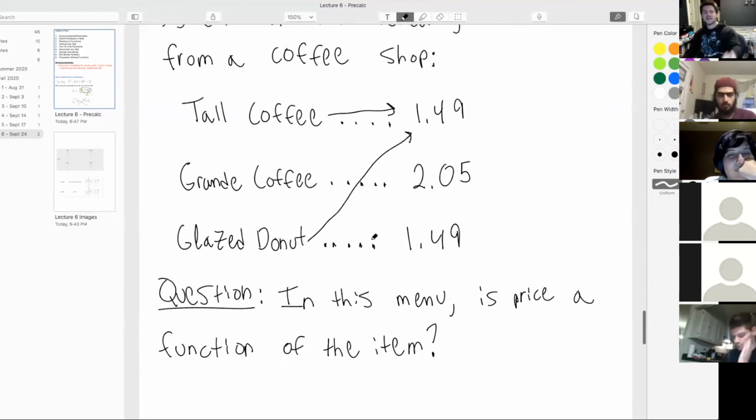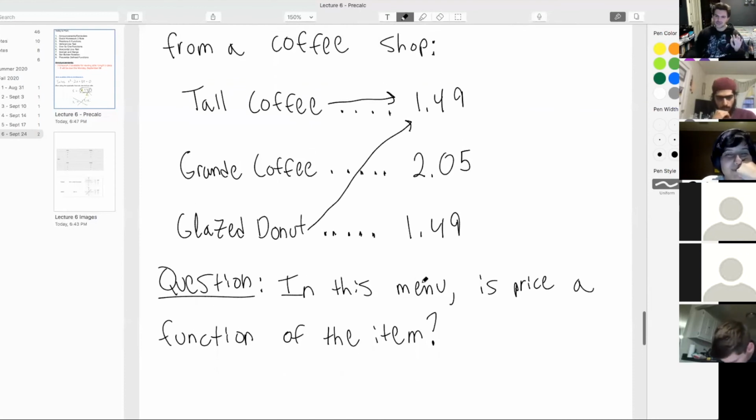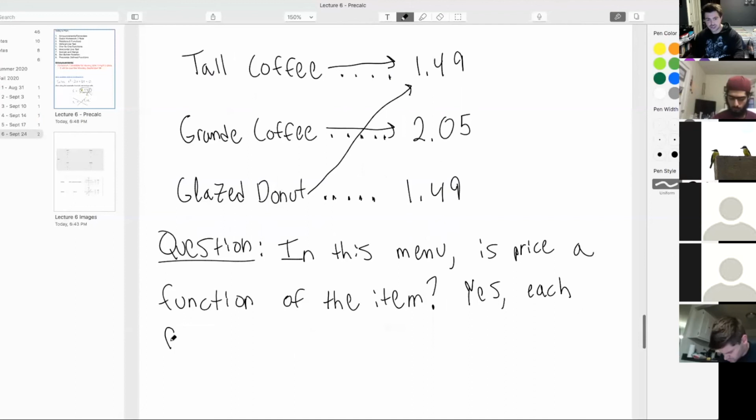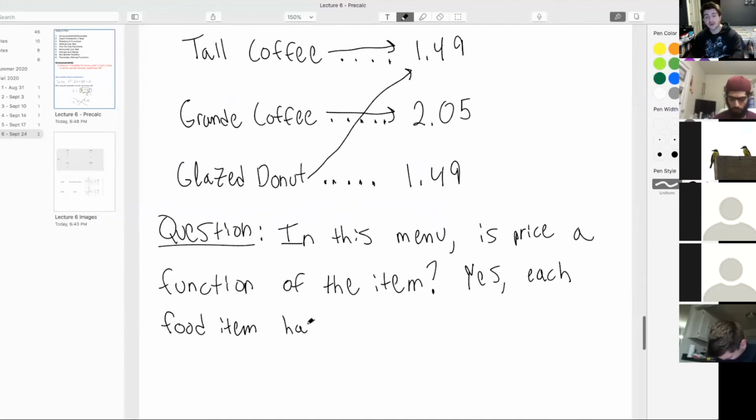Yeah. So the answer is yes. I know this is a little tricky. So is price a function of the item? Meaning, if the items are the inputs, are the prices the outputs? In that setup, does this qualify as a function? It does, because each input here, coffee and donut, is just going to one output. So the answer here is yes, and the reason being, each food item has only one output price.